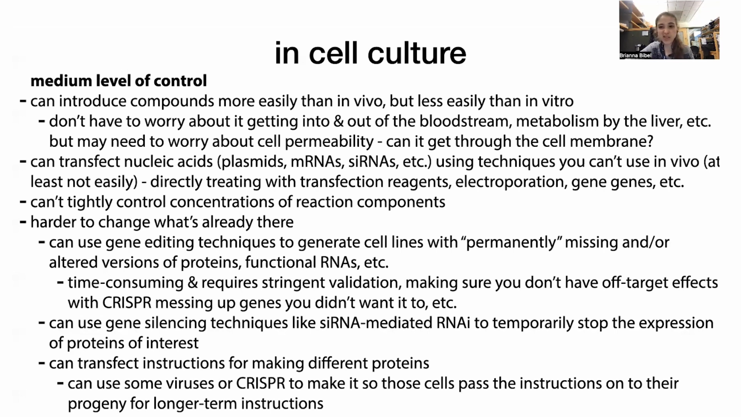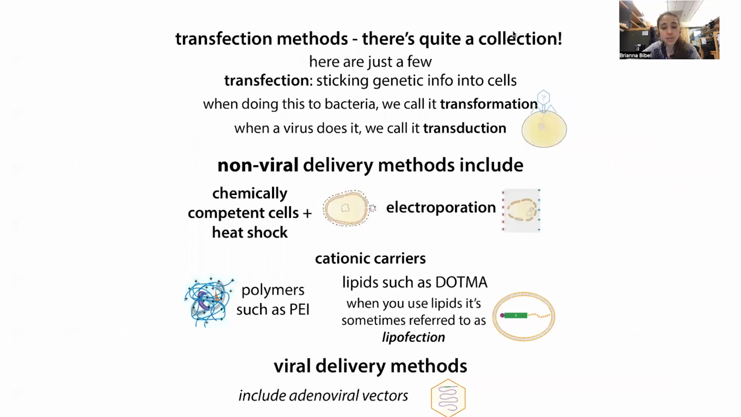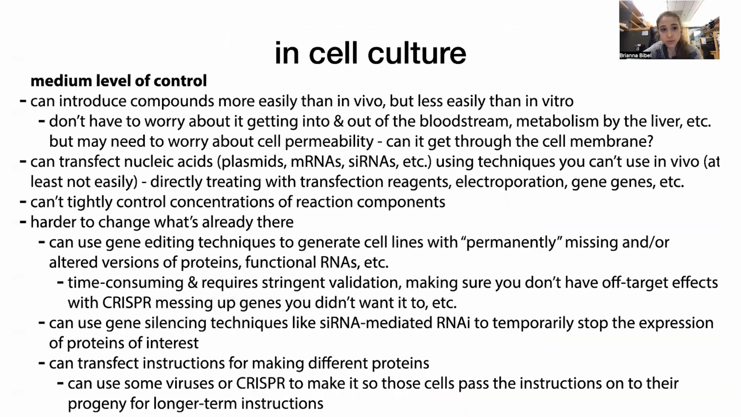So that was introducing drugs and stuff, but you can also transfect nucleic acids. By transfect, we're basically sticking it into cells. And there are different methods that we can do this. We can use things like transfection reagents, often lipid-based reagents that kind of help it get into the cells, viral delivery methods, non-viral methods, like electroporation is often used with these types of cells. So there are different methods that we can use to get nucleic acids into cells, and it's easier to do it this way than when they're actually in an organism.